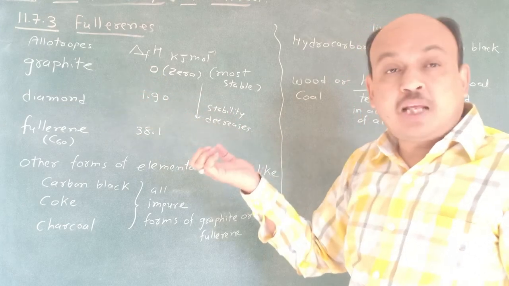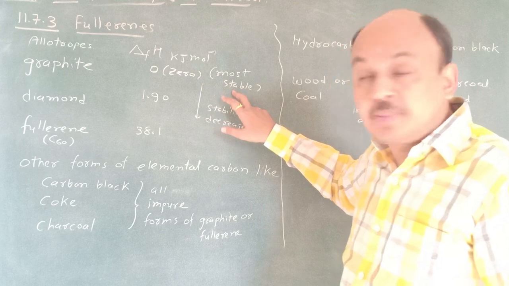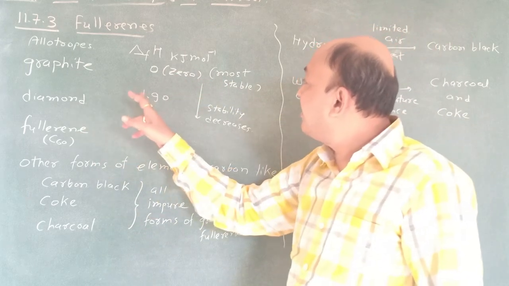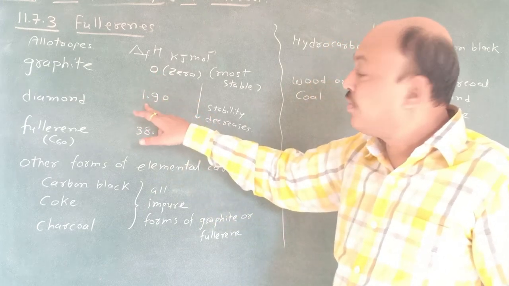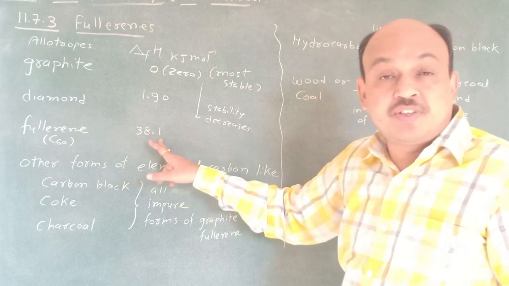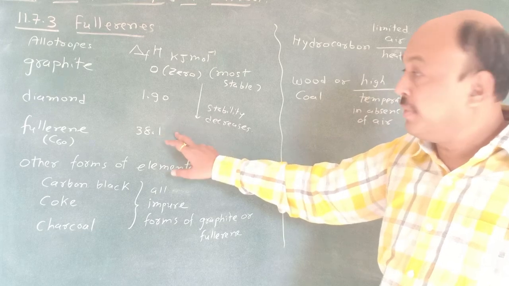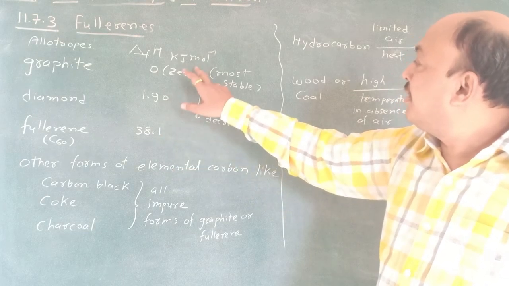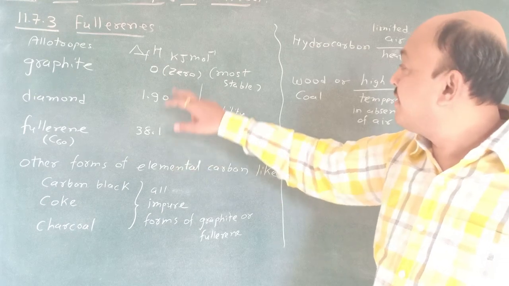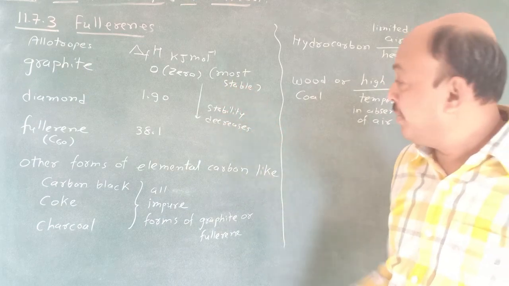Remember, formation enthalpy is measured relative to graphite, the most stable form, so we consider it 0. For diamond, stability decreases: delta fH is 1.90. Fullerene is 38.1, which is very high, so it is considered the least stable. Diamond is less stable than graphite but more stable than fullerenes, and graphite is the most stable among the allotropes of carbon.